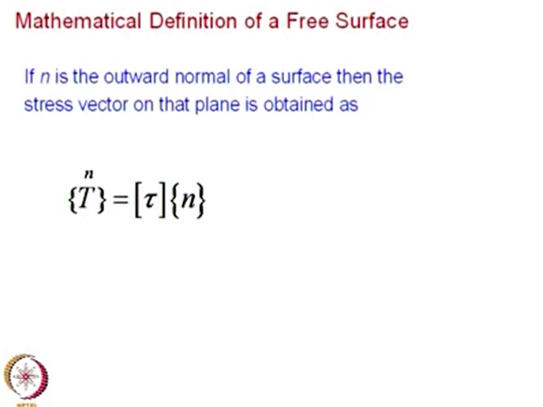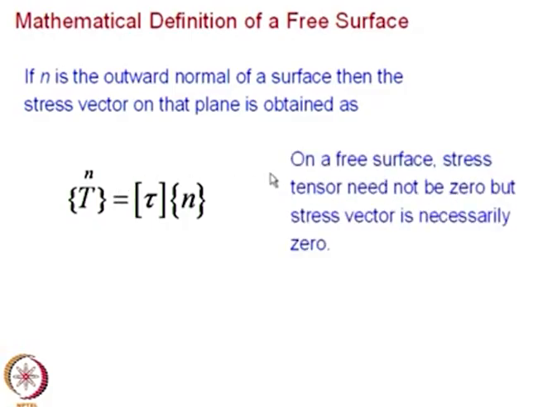What you have here is Tn equal to tau into n, where n is the direction cosine vector, tau is the stress tensor at the point of interest, and Tn is the stress vector acting on plane n. The plane is defined by the outward normal. And what is the definition, before we prove it? On a free surface, the stress tensor need not be 0, but the stress vector is necessarily 0. So, the mathematical definition of a free surface is Tn equal to 0.